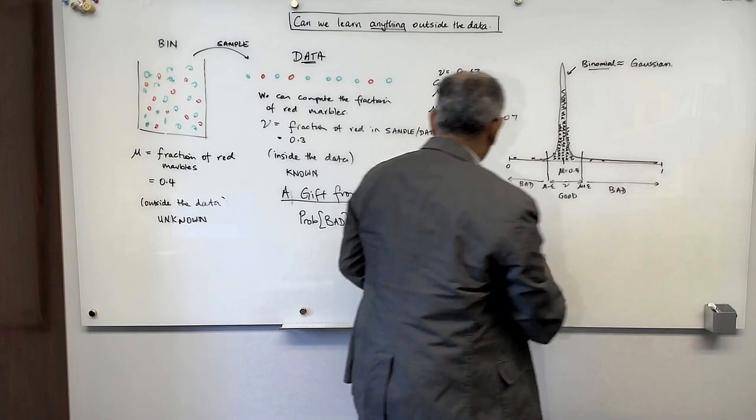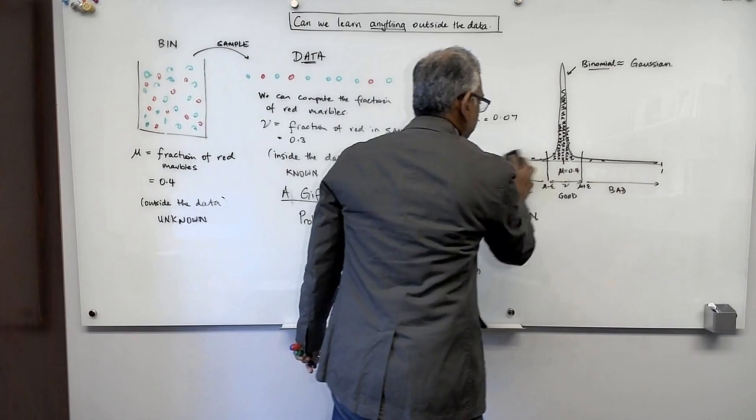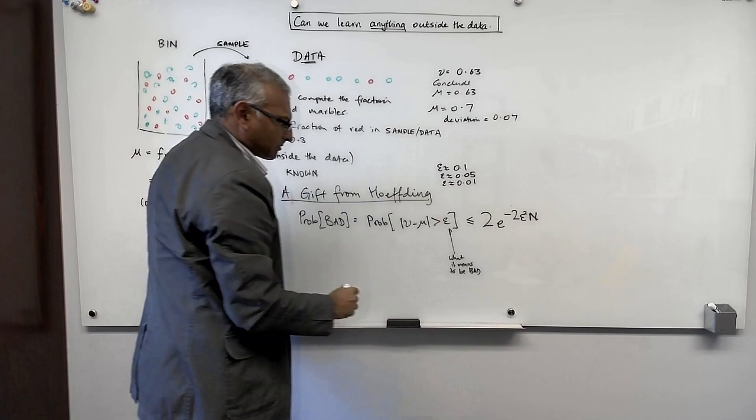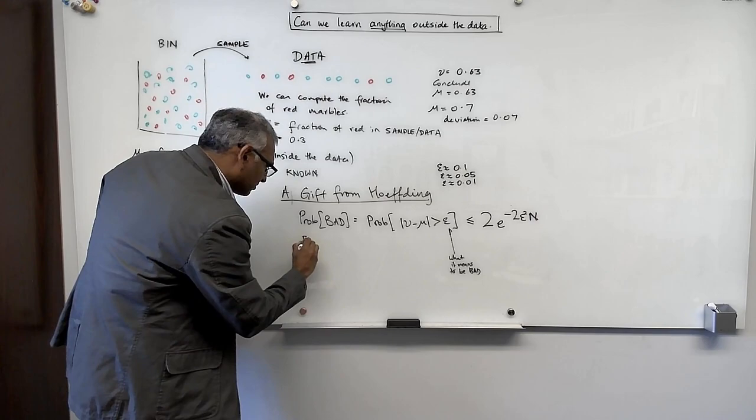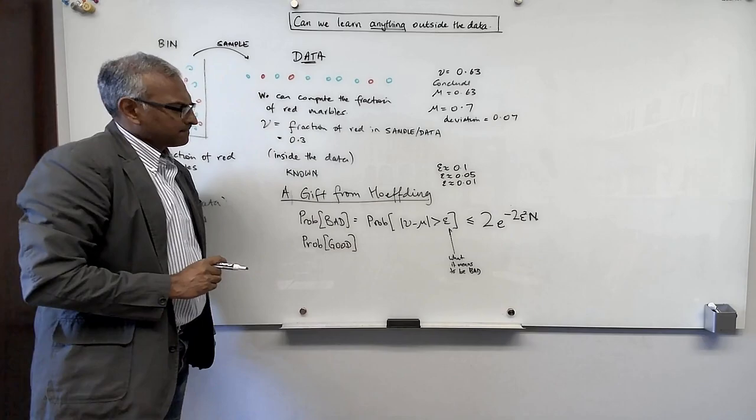And that's the picture that goes along with that formula, that bound. Sometimes it's nice to know also what's the probability that you're right, what's the probability of a good thing happening. And that's just the complement event.